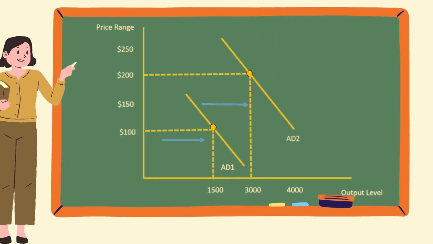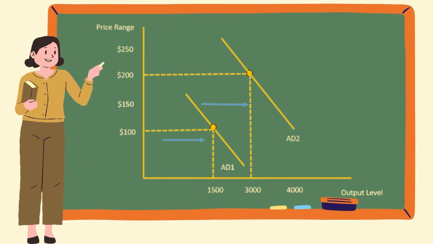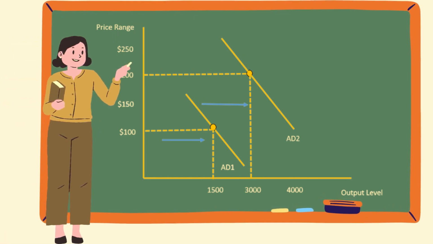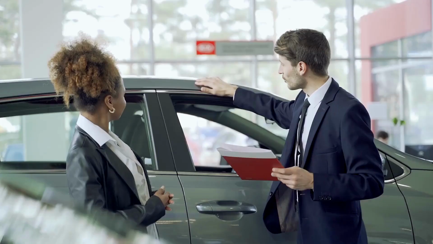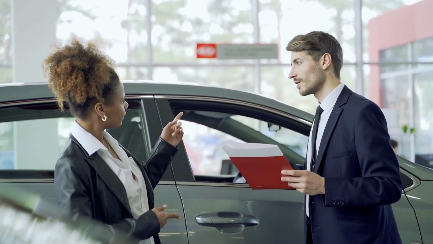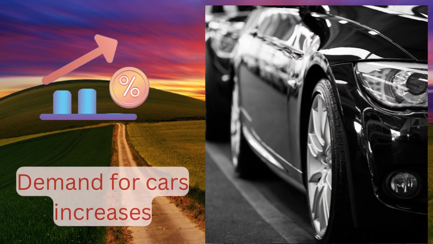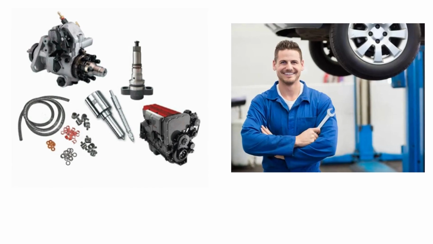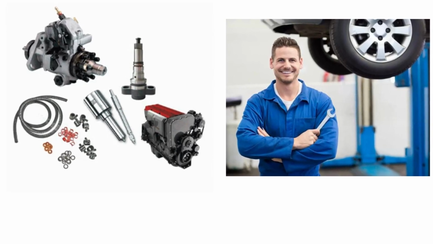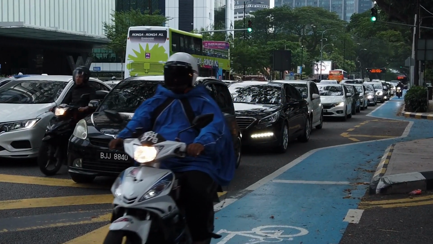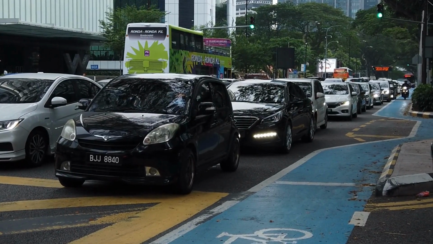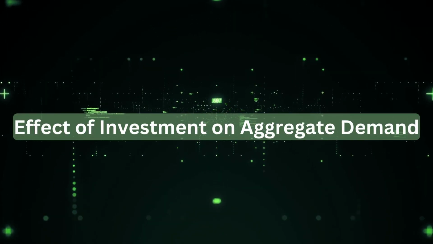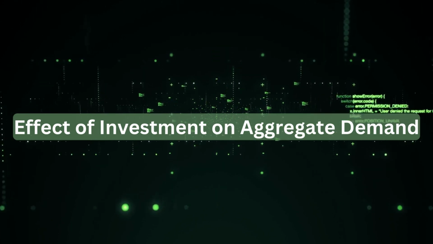As you can see in the graph, the increase in AD has led to an increase in prices and also the output level simultaneously. For example, imagine a consumer who decides to buy a new car. This increases demand for cars, which in turn increases demand for parts, labor, and other inputs needed to produce cars. This results in an increase in output, and if the economy is operating near full capacity, it can lead to higher prices. Let's see the effect of changes in investment level influencing the changes in AD.